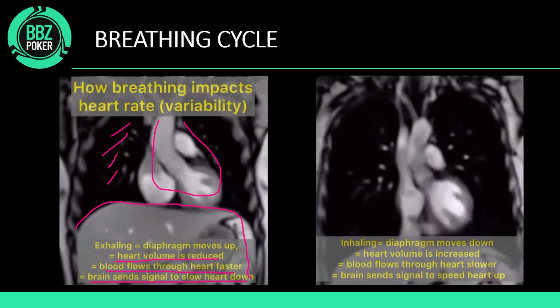So here's the next interesting relationship. When you exhale, your diaphragm comes back to a resting position, and this causes the heart to reduce its volume, and that forces your brain to send a signal to slow down the heart. So when you exhale, a signal is sent from the brain to the heart to slow down the heart.